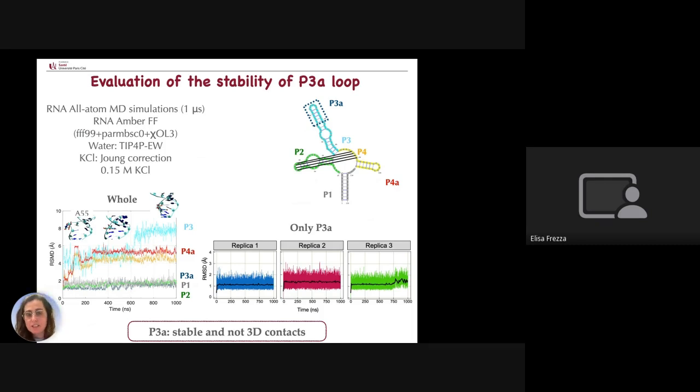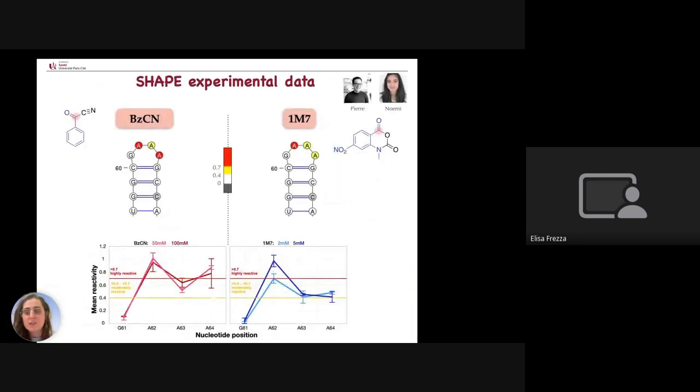along the simulations, and also we decided to take a specific loop since it does not interact with the rest, so it should be independent of what's going on in the rest of the RNA. So we have experimental data. Today we're just looking at the SAM-I on the left, and we have data with changing concentration, and we have one nucleotide that is not reactive and two nucleotides that are medium and reactive.